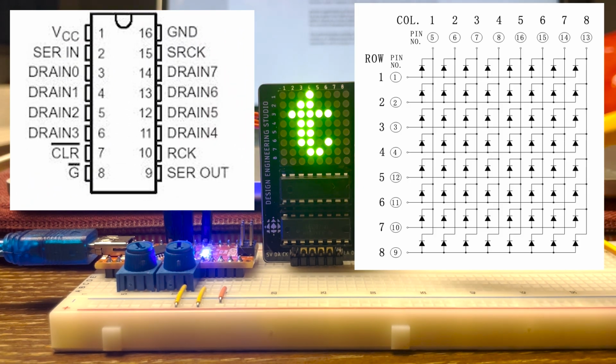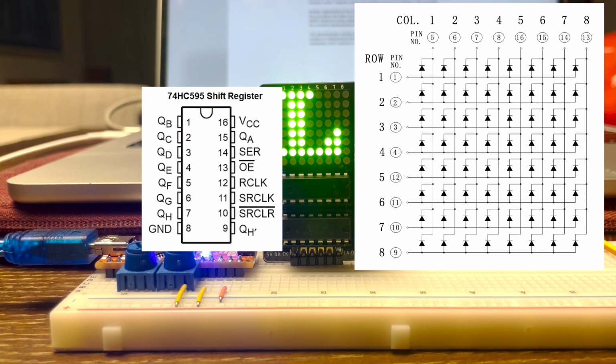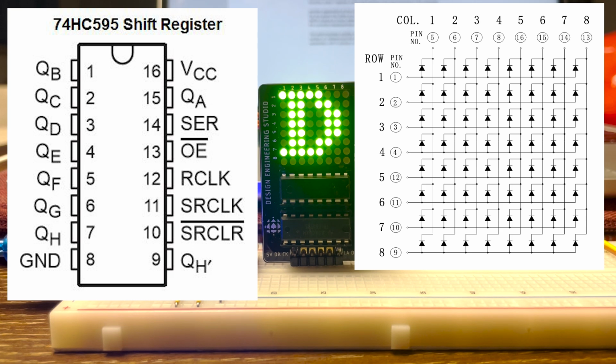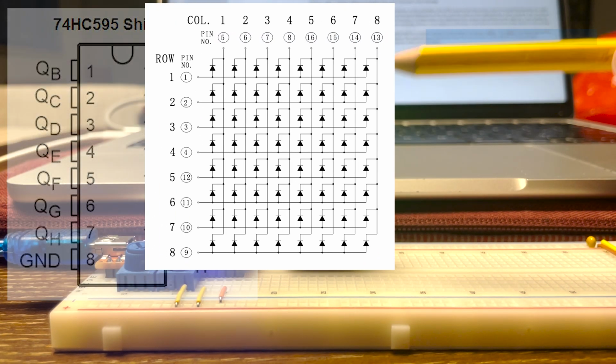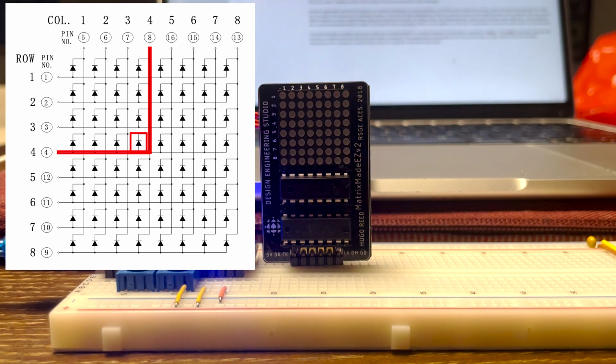TPIC6C595, is used to control the LED anodes, which correspond to the rows of the matrix. The second shift register, the 74HC595, is used to control the cathodes, which correspond to the columns. Each LED on the matrix has a unique cathode-anode combination, which allows any LED to be singled out and turned on. This is called multiplexing.